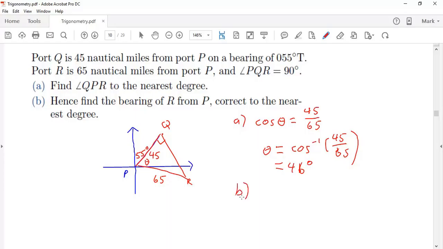And B is find the bearing of R from point P. So that's pretty much that whole angle there. It'll be 55 plus the 46. That gives us 101 degrees.